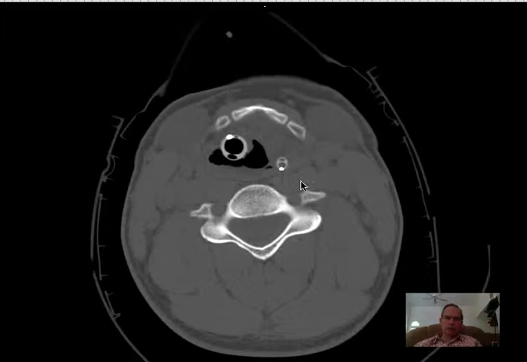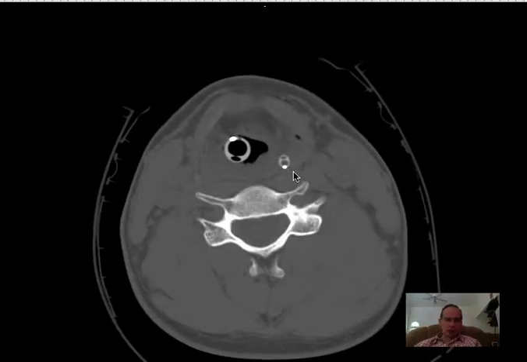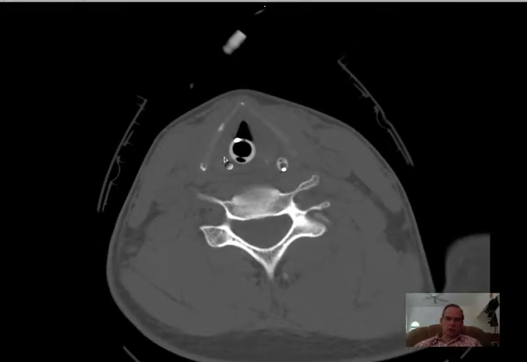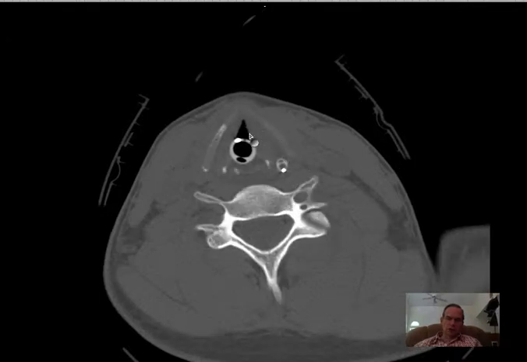Here you can see the ET tube and feeding tube in place, and you should always double check to make sure that they are in the proper location. Here's the thyroid cartilage. This is the level of the glottis, the vocal cords.